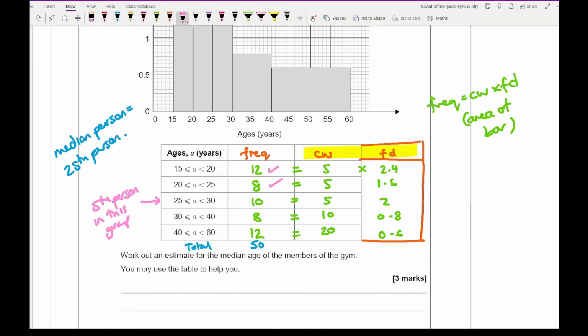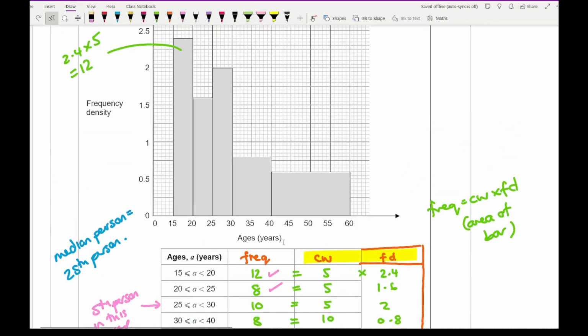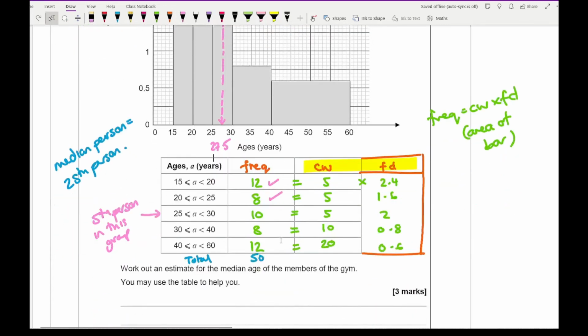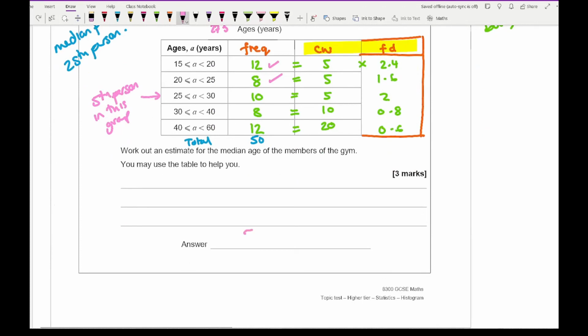Now, there are 10 people in this group. So I'm looking at this bar here. So this block here has got 10 people. And I need the halfway. I need the 5th person. So it's going to be halfway. And half of that class width is 27.5. So that means that the median, therefore, is going to be 27.5.